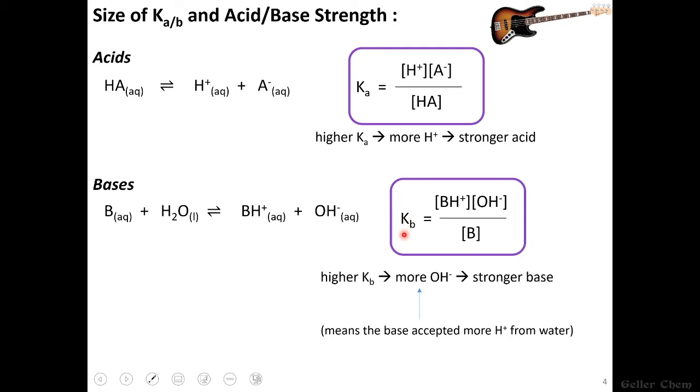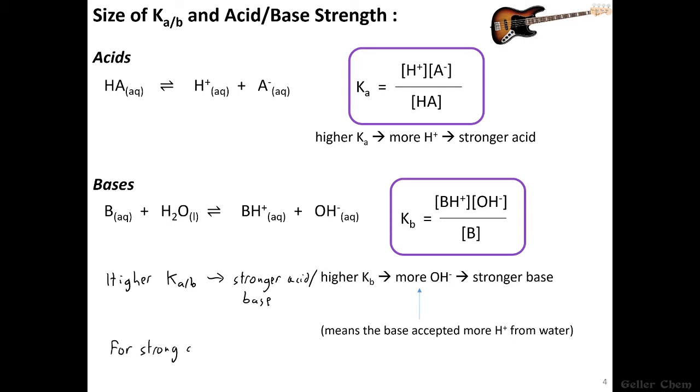A larger K value here would imply a higher hydroxide concentration produced from the reaction of base. And so to summarize this slide, let's just write the note: higher Ka/Kb means we have a stronger acid/base. And then we'll make another note for strong acids and bases.